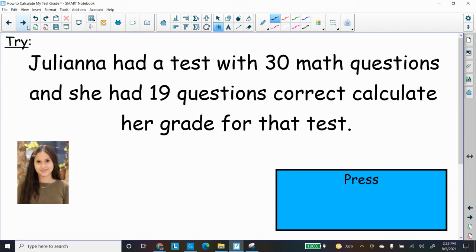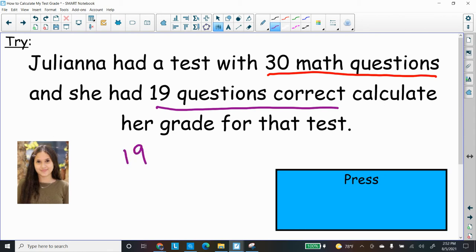Here's another question. Juliana had a test with 30 math questions. So 30 math questions. Let's underline that. So we need to know how many math questions on the test. She had 19 questions correct. So she got 19 correct. Calculate her grade for that test. So 19 is the number correct. That'll be our numerator. And that's going to be on the top of the total number of questions on the test, which was 30. We're going to multiply that amount by our magic number of 100.